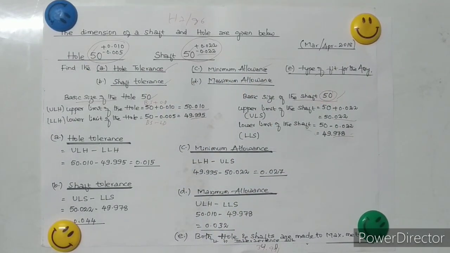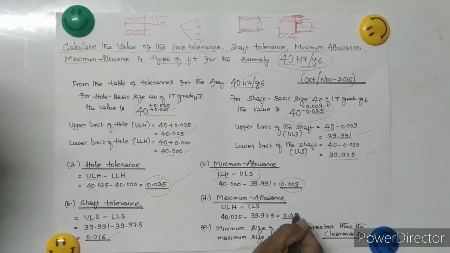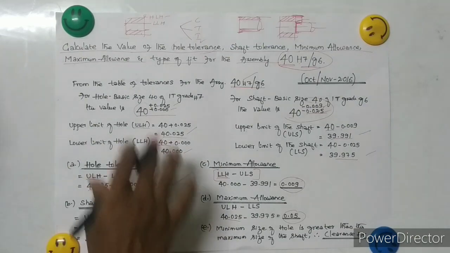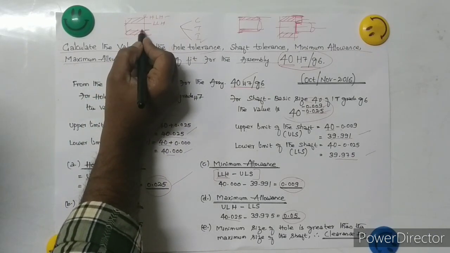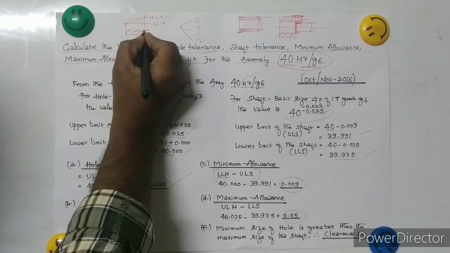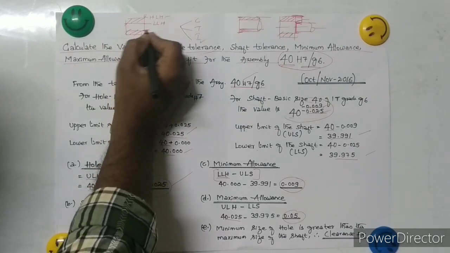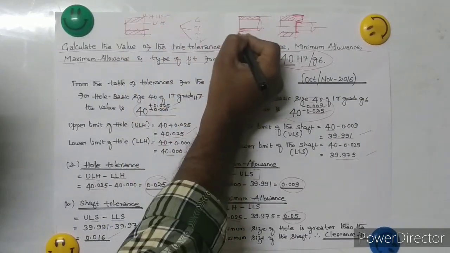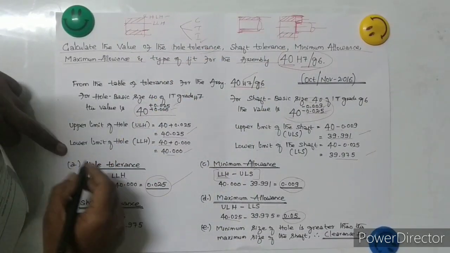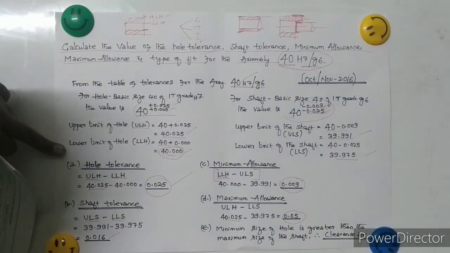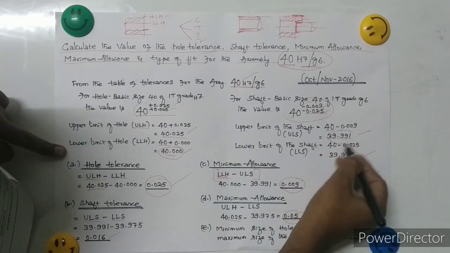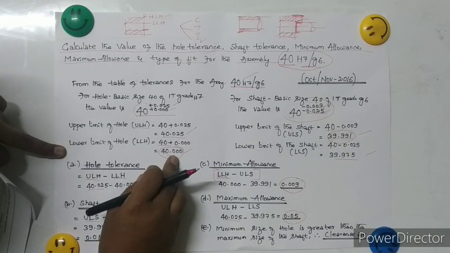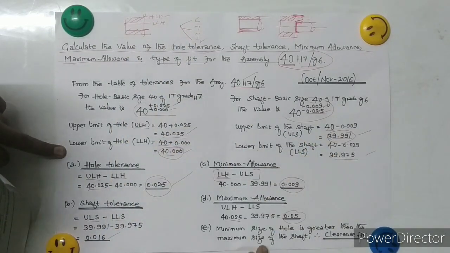As I told, the hole tolerance, the upper and lower allowances. Now we have to tell what type of fit it is. As per the basics we know, if the lower limit of the hole is more than the upper limit of the shaft, then the lower limit of the hole is what? The lower limit of the hole is 40. The upper limit of the shaft is what? The upper limit of the shaft is 39.991. See these two. So obviously the hole is more and the shaft is less. So we will get a clearance fit.